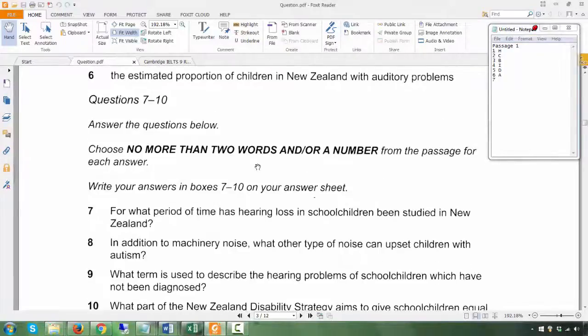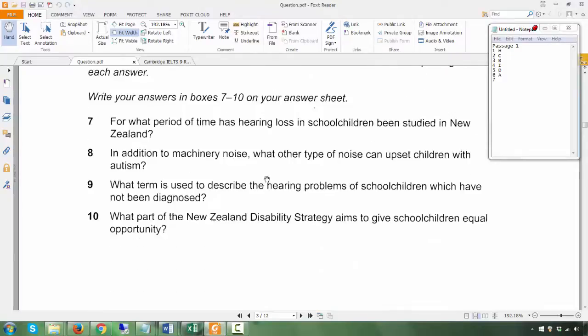Next type of question. Short answer question, no more than 2 words, right? So that will be for questions 7 to 10. For short answer questions, basically the answers should be in order. Let's see if it's in order.